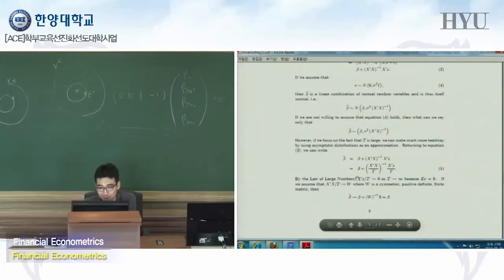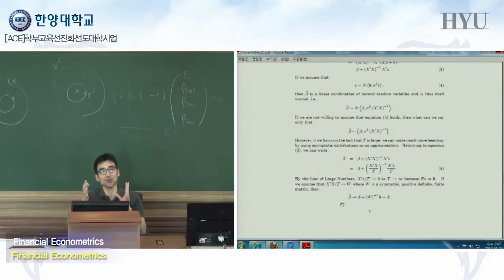Okay, so this part is because of the law of large numbers, and this part is more like an assumption. Intuitively, this is a kind of average. In some sense, it is an average, right? Because x prime x is an average of some sort of x squares.